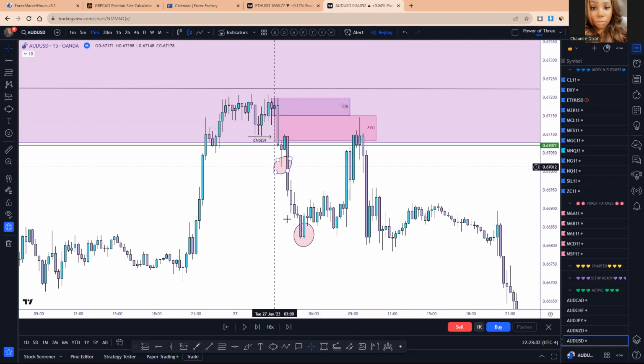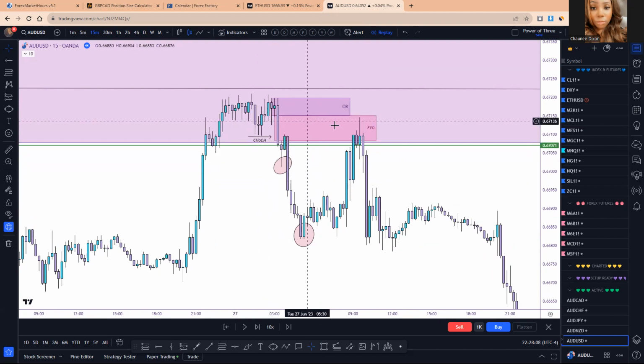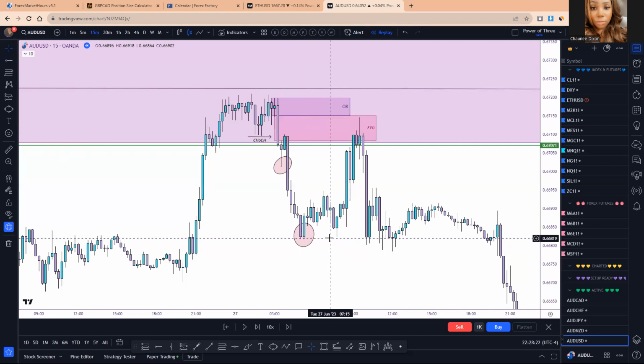But this is the structure you want. Change of character, break of structure, and then look for your fair value gap and order block, wait for price to come back into that, and then you can enter right off the fair value gap if you want, or you can wait for a second low or high to form and get in on the retracement from that second low or high. Okay.